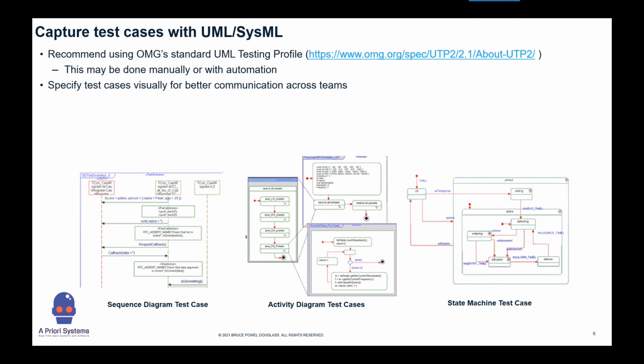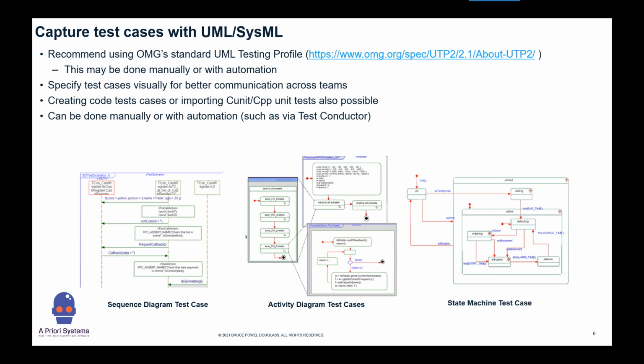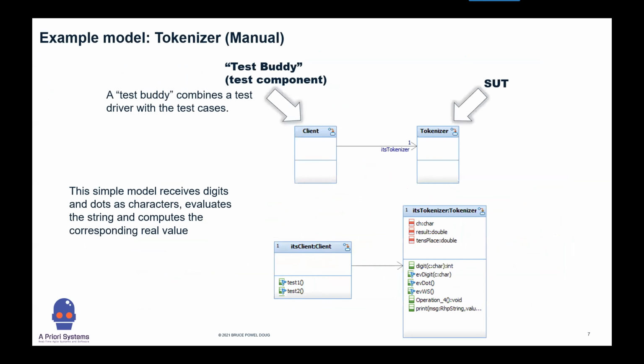You can also import test cases from CUnit or CPPUnit, JUnit. That's possible. I've seen that done as well. And then render them in the tooling as test cases. As I mentioned, this can be done manually or automatically. So let's look at an example. And first, we're going to walk through this manually.